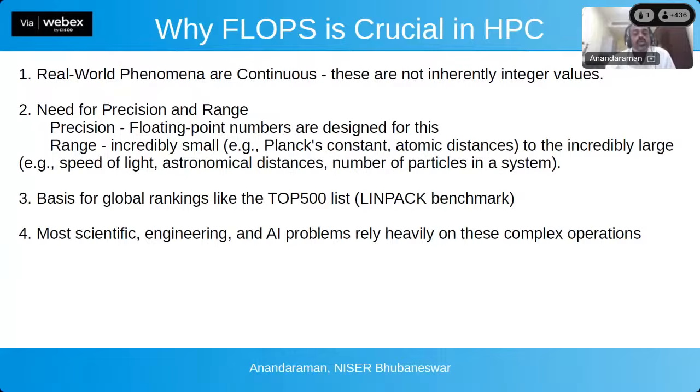Real world problems are continuous. These are not inherently integer values, so we need accuracy. So, precision and range. Floating point numbers are designed for precision: after the point you can have multiple digits. Range is also important. Planck's constant and atomic distances are very small, and the speed of light is very large. Very small numbers can be represented with floating point numbers, and very large numbers can also be represented with floating point numbers.